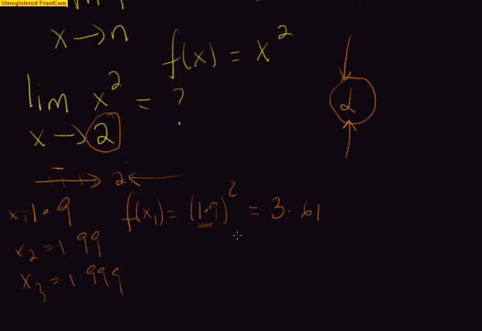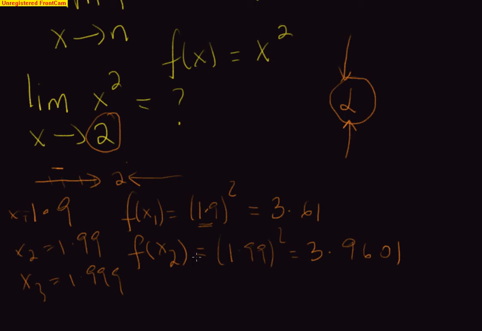3.61, right? Now let's try the second value, because remember, we are going to be getting closer to 2. That's the goal. So we're really looking for 1.99 squared. That's equal to 1.99 times 1.99. I don't have a scientific calculator, but this will work for now.